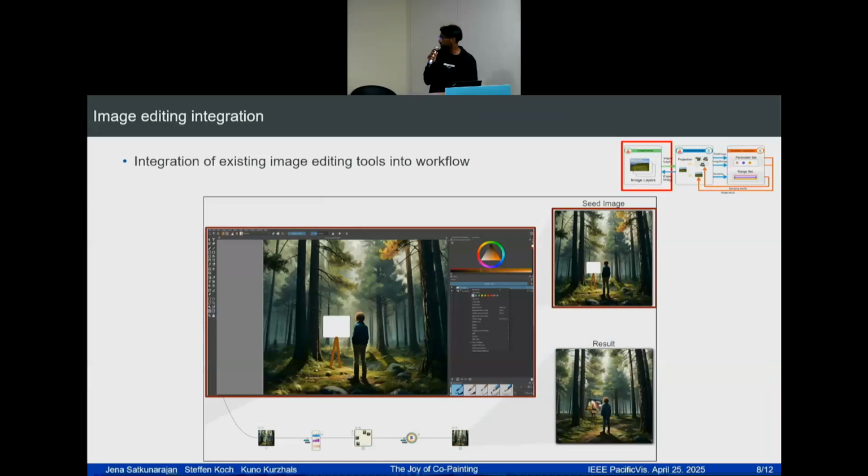Lastly, we connect our provenance graph to an existing image editing tool. In this case, we use the open source tool Krita. And the idea is that users at any point during the generation process can take any image from the provenance graph and, in one click, import it into the image editing tool, do their manual refinement, and then layer-wise export the intermediate results again into the provenance graph and seamlessly continue with the generation.